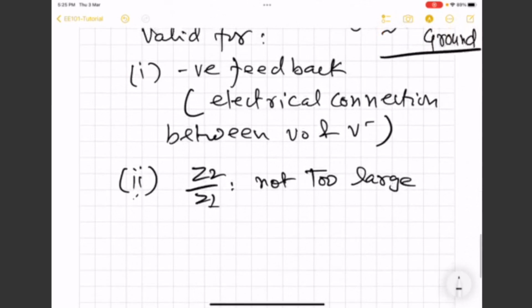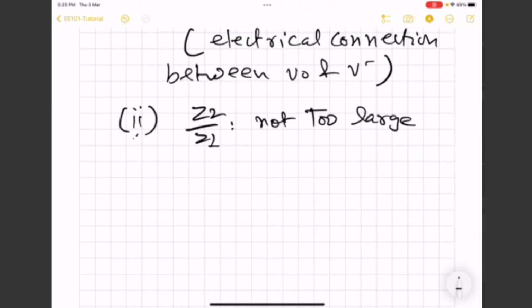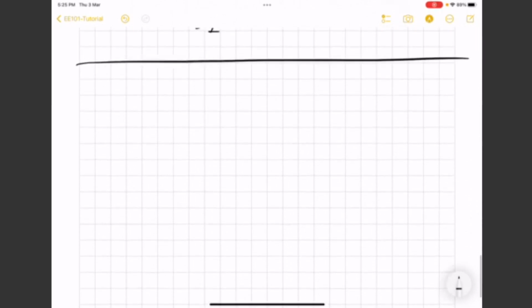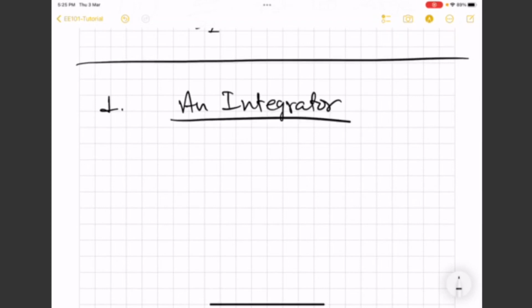Okay, now we are going to use this idea to study two circuits, and these two circuits you will encounter in the basic electronics lab. So the first one is the integrator. As the name suggests, this circuit integrates.